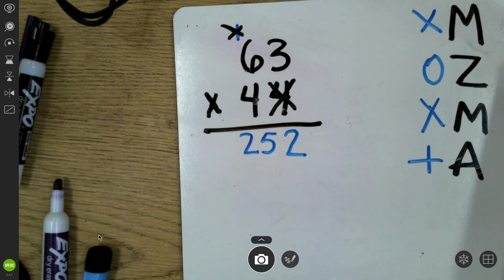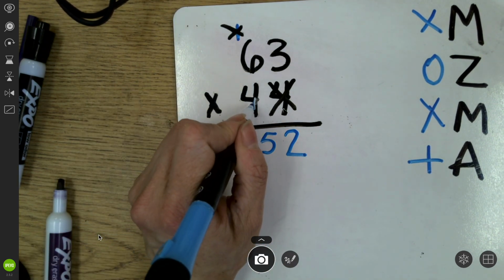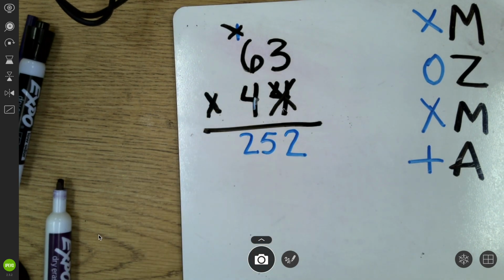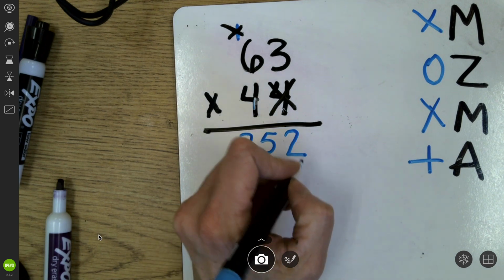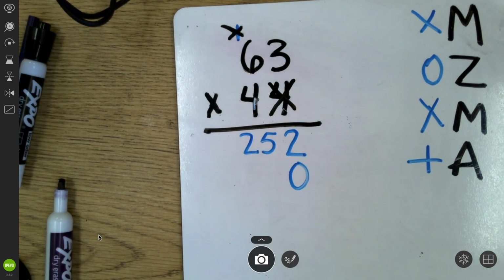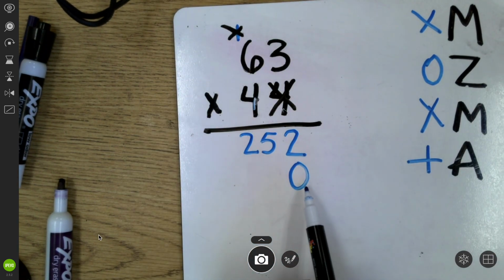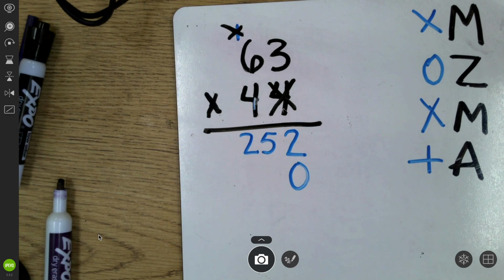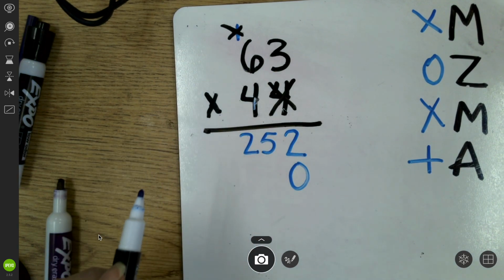Okay, now we go to this 4, but first we see that this 4 is in the tens place. So we need to add a 0 in the ones place, okay? Because we are working at the tens place. So we multiplied, then we put a 0 in the ones place. Then we start over and we multiply. So we multiply 4 times 3.